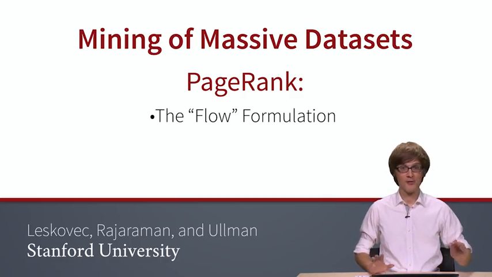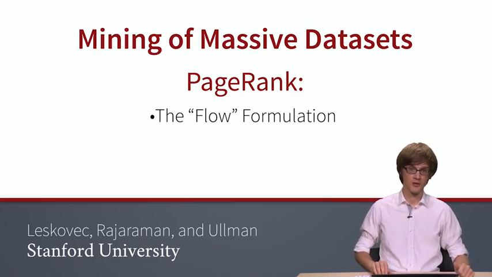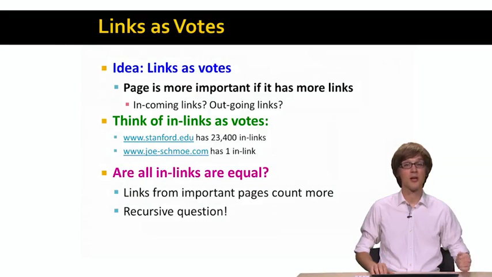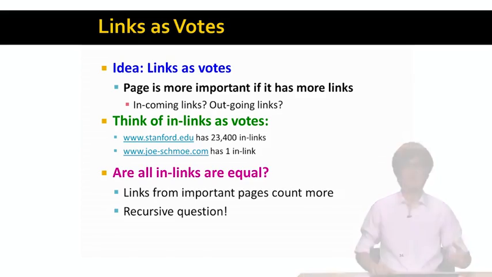But for now, we will just come up with the initial formulation, and this is called the flow formulation for the PageRank algorithm. So here is the idea. The idea is that we think of links on a web graph as votes, right? So the idea is that a page or a node in a graph is as important as the number of links it has. Of course, the first question is, what kind of links are we talking about?